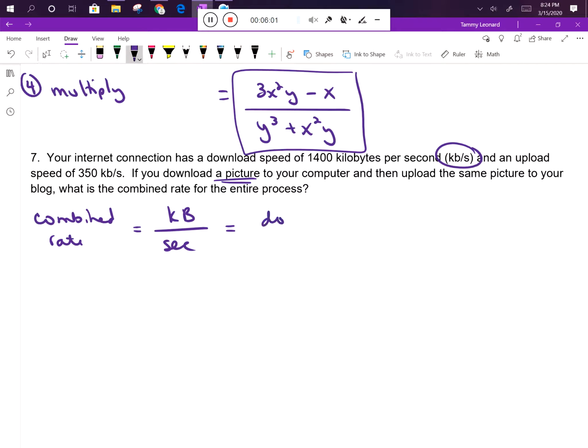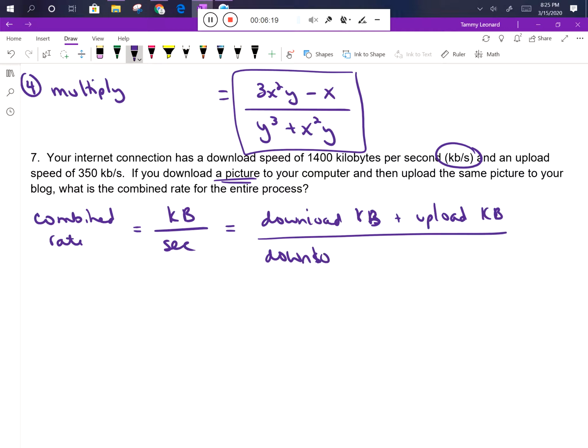Well, first we're going to download some kilobytes, and then we're going to upload the same number of kilobytes. And then the number of seconds would be how long do we spend downloading plus how long do we spend uploading, right? Because that would be the total amount of time. That would be the combined rate of these two actions happening.